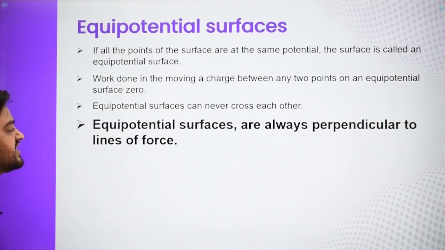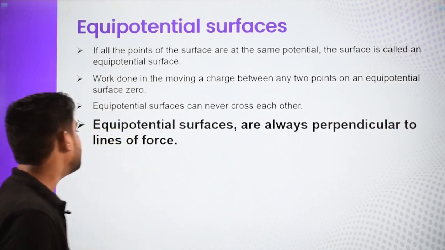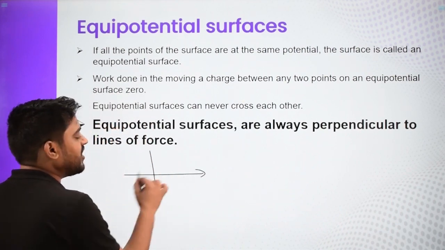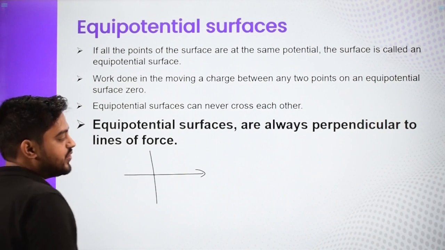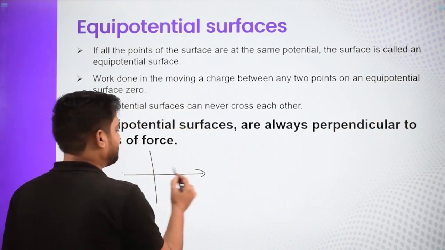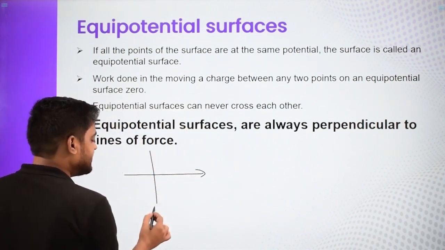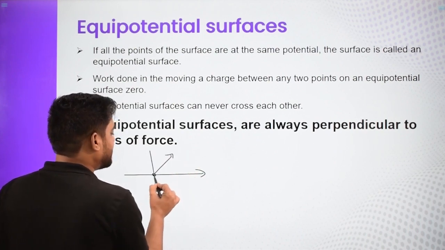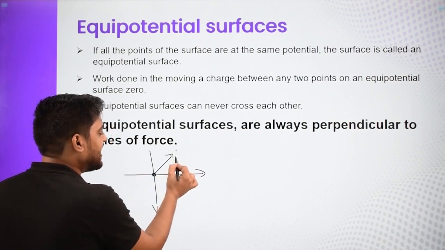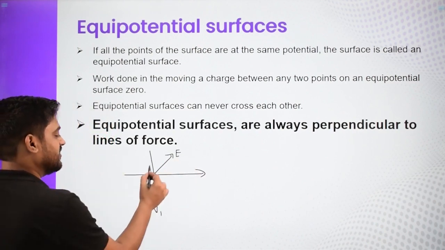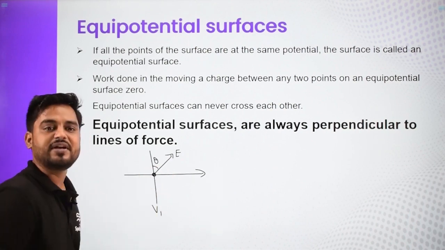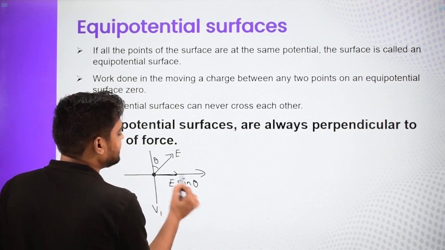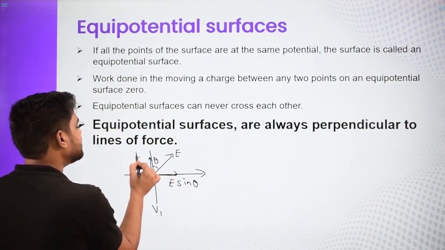Now, equipotential surfaces are always perpendicular to the lines of force. So our electric field lines and the equipotential surface are always perpendicular. Why? The reason is, if this is an equipotential surface, and the potential over this entire surface is V1, let's say the electric field at this particular point is at an angle theta. Due to this theta, we can split it into 2 components: E cos theta along the surface and E sin theta, the perpendicular component.